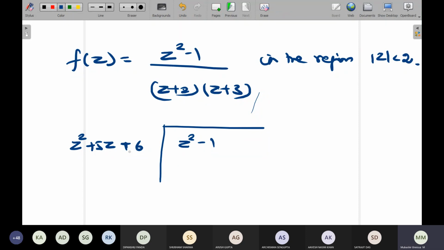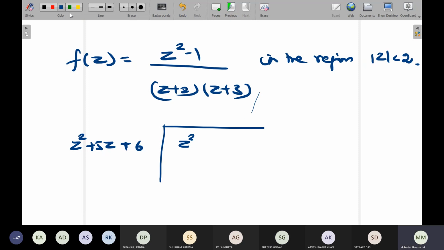We'll just give 2 minutes time. Can anyone divide this and tell me the answer? You all know how to divide or not? Yes, ma'am.